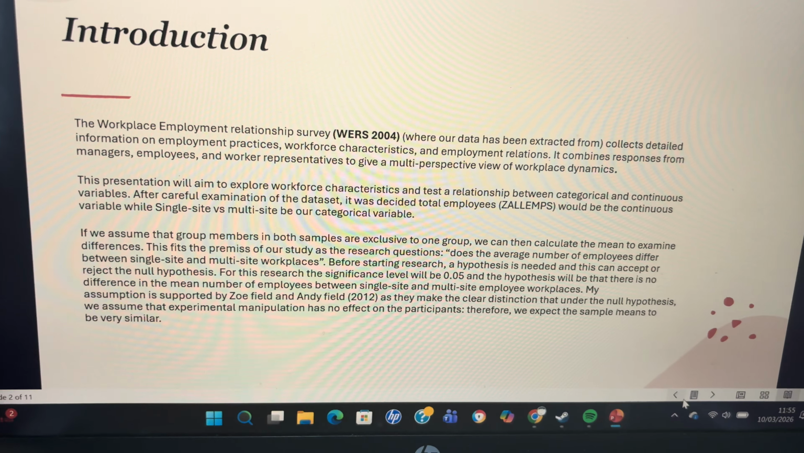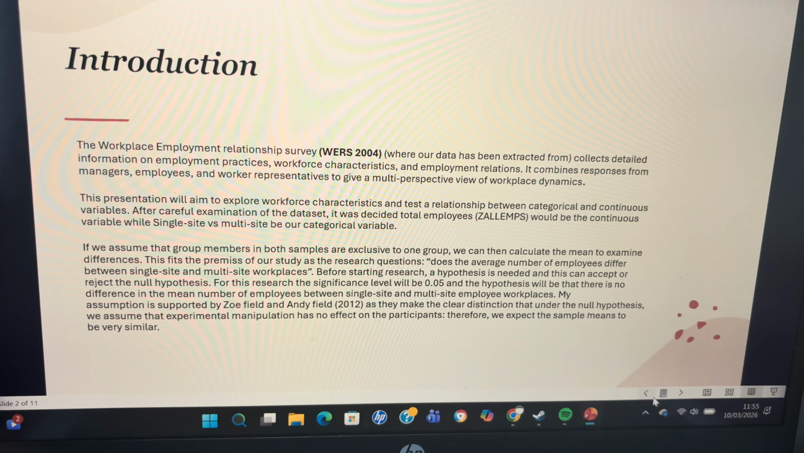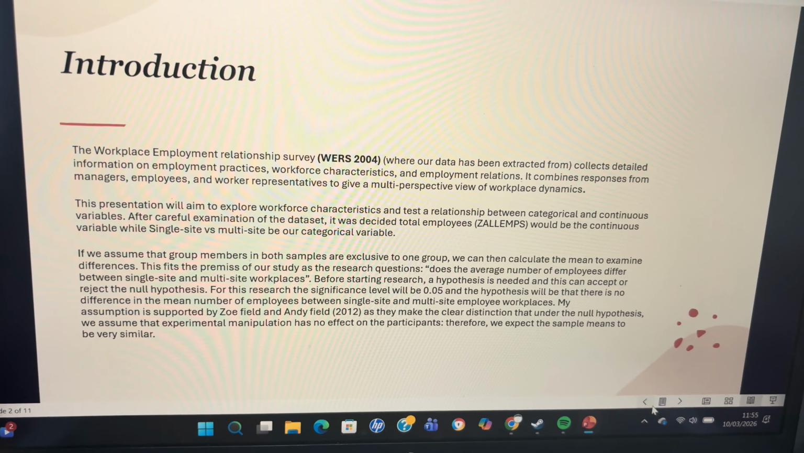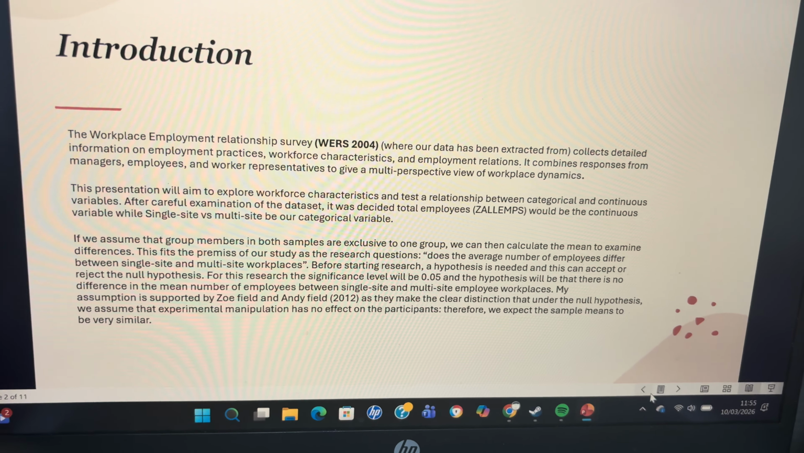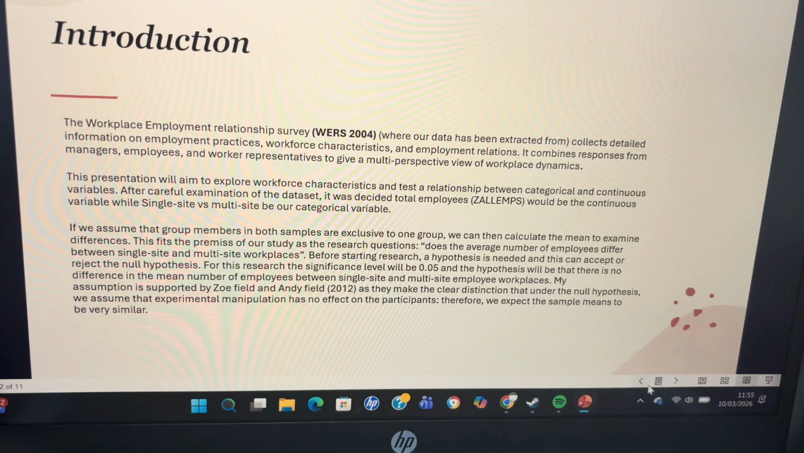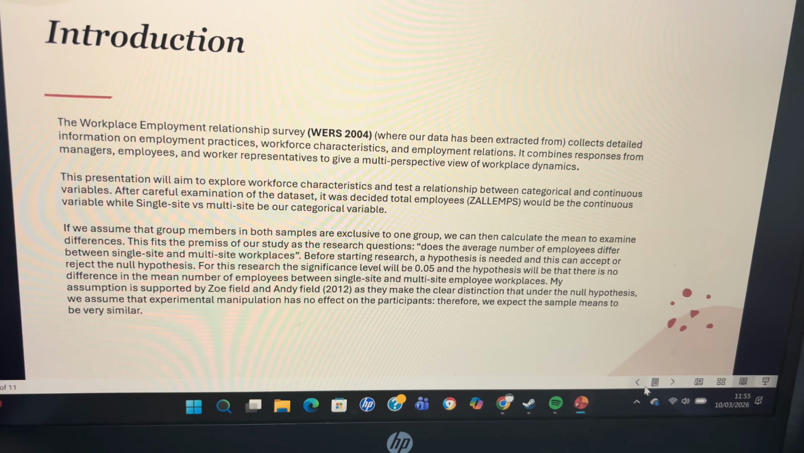If we assume that the group members in both samples are exclusive to one group, we can then calculate the mean to examine differences. This fits the premise of our study, as the research question is, does the average number of employees differ between single-site and multi-site workplaces?